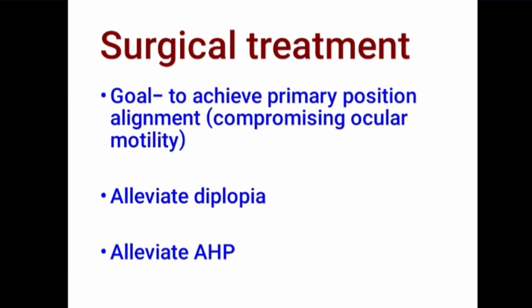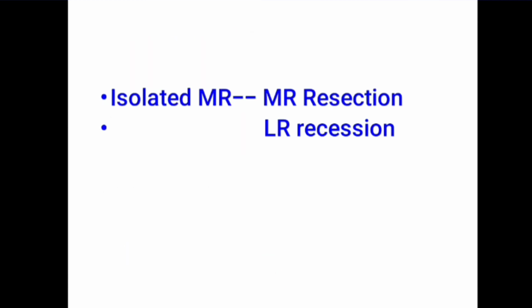So coming to the surgical treatment, the goal is to achieve alignment in the primary position. You may compromise the ocular motility, but you want the eyes to be centered in the primary position. The aim is to alleviate the diplopia and to alleviate the abnormal head posture. The surgical management depends upon which muscle is involved and how much is the recovery.